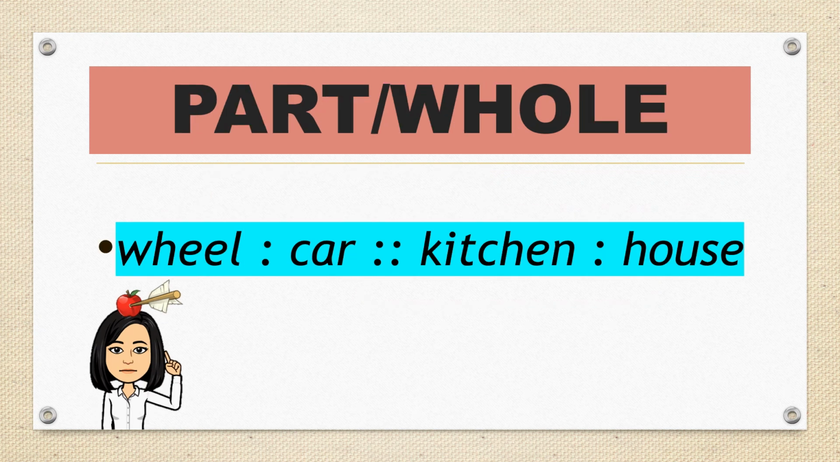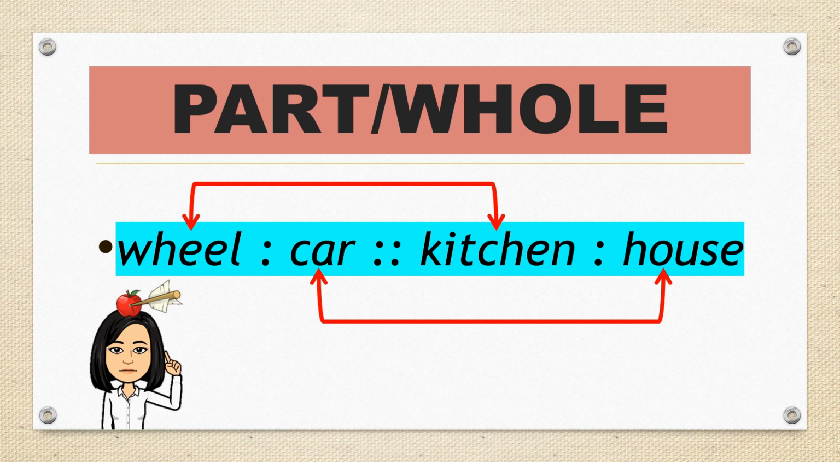Part and whole. The first words are the specific items, and the second words are the general items that include the first words. Wheel is to car as kitchen is to house, meaning wheel is a part of the car as kitchen is part of the house.